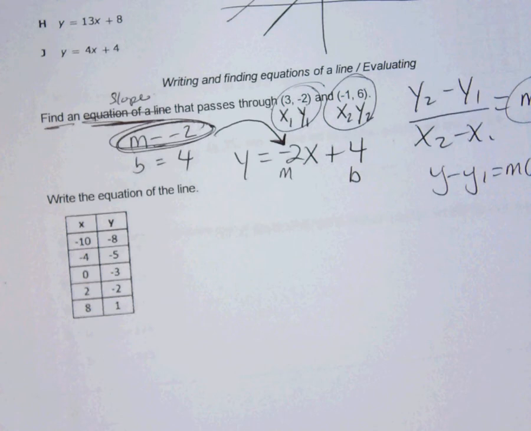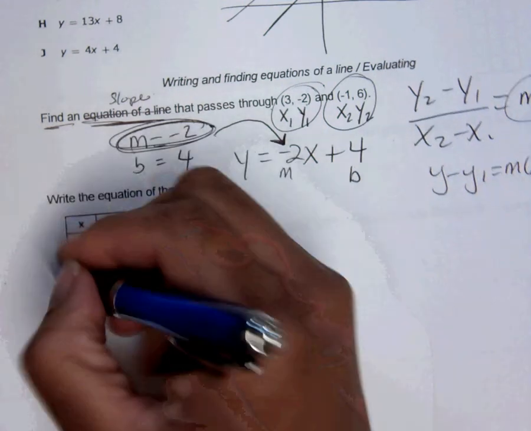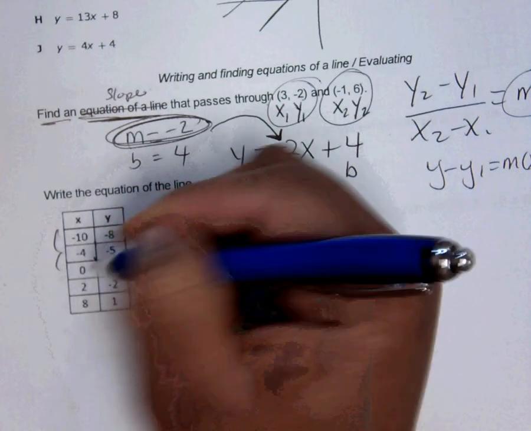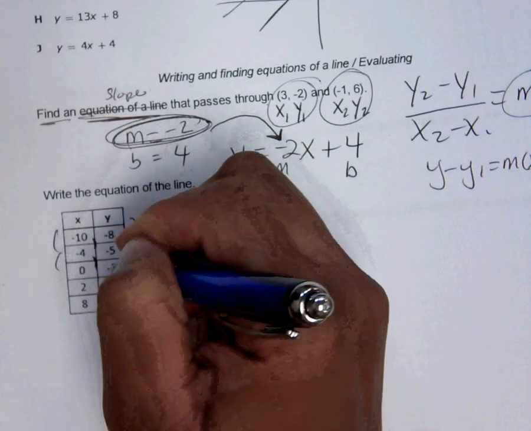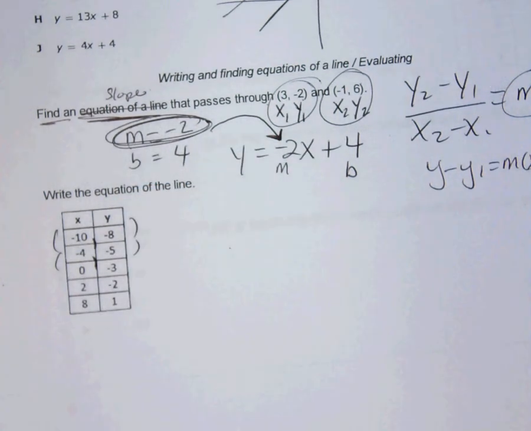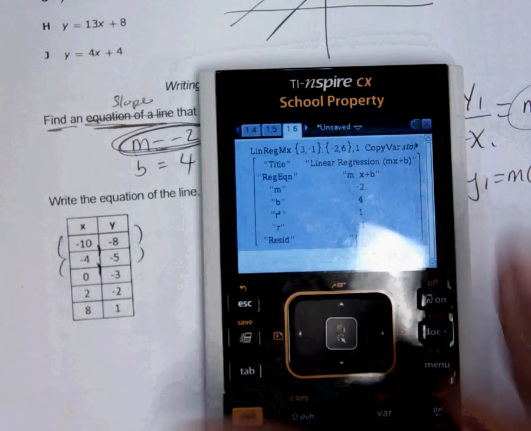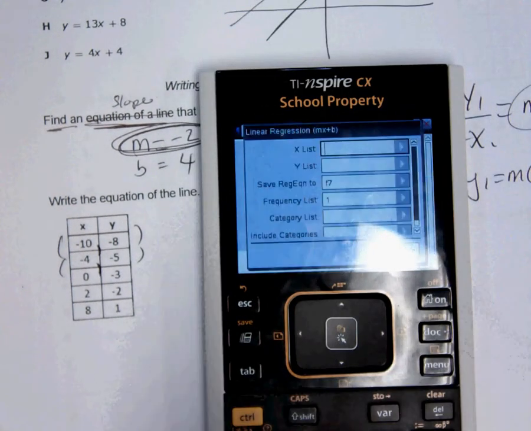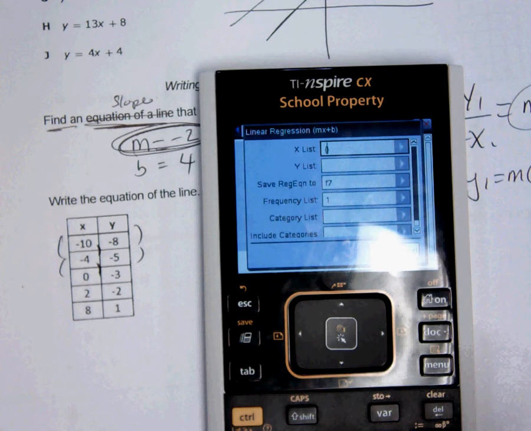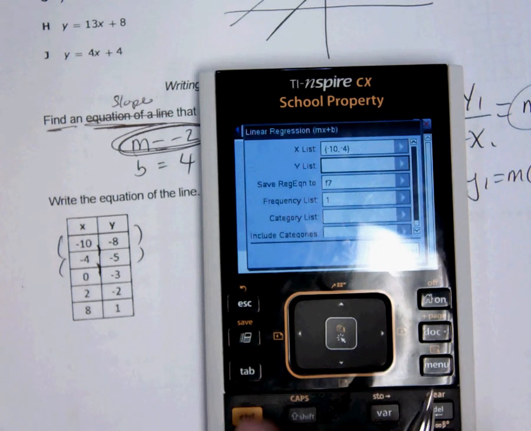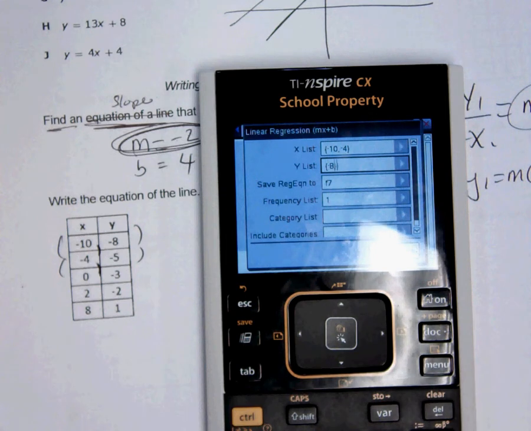The next one says, what is the equation of the line? Right, the equation of the line. Well, we can do what we just did, but you need 2 points. So if we use these 2 points, because the points on a table are the same points that are on the graph, we can do menu 613 again. Control brackets -10, comma -4. Control brackets -8, comma -5.